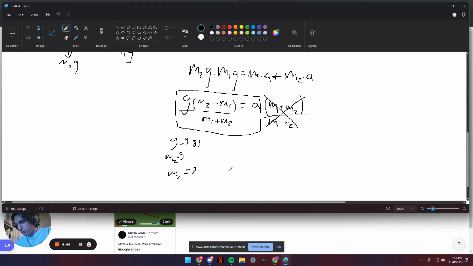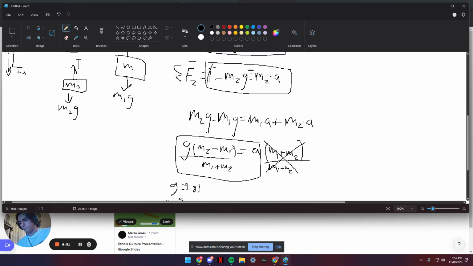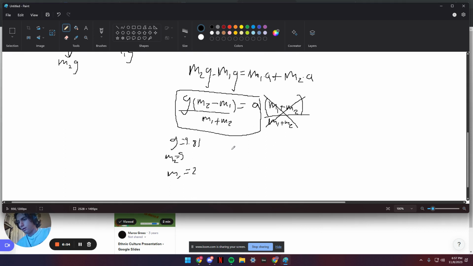So 9.81, 5 minus 2 is 3, and divided by 5 plus 2. We get, for our acceleration, 4.2 meters per second squared.